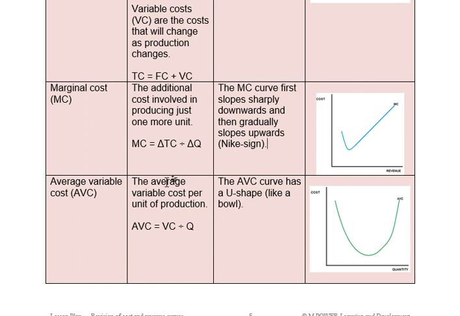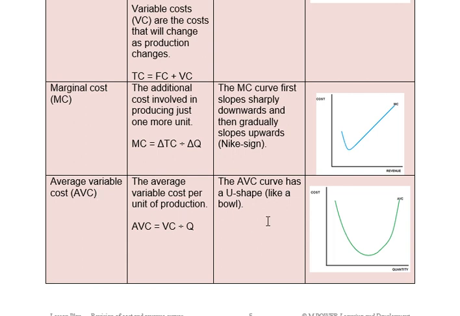Then average variable cost. We spoke about variable cost earlier. Remember, your variable cost is the cost that changes when my production changes. So if I calculate the average variable cost, what I'm trying to see is what is the variable cost for every one unit that I am producing. So for average variable cost, you take your total variable cost and divide it by the quantity.